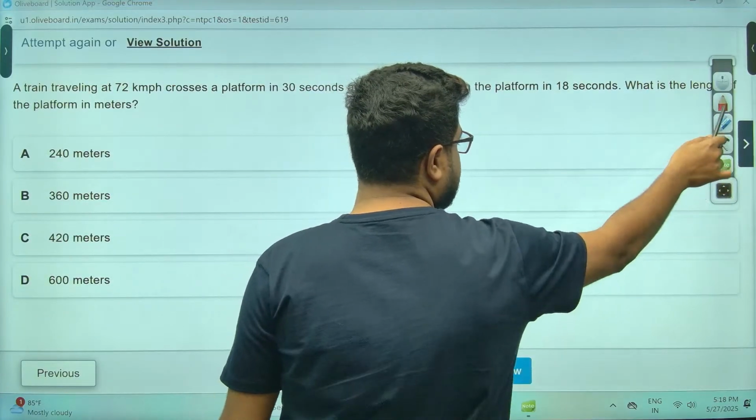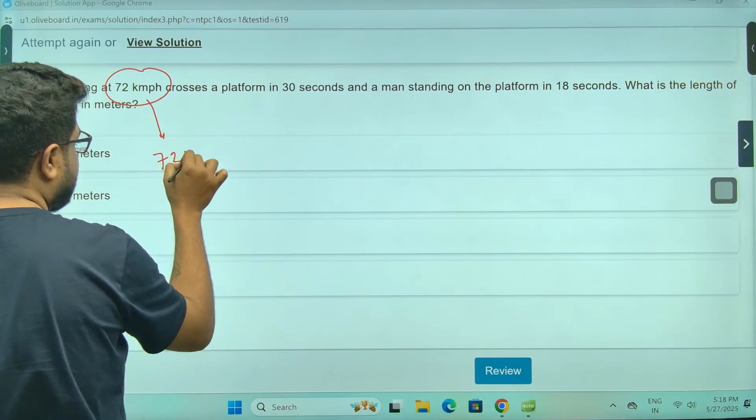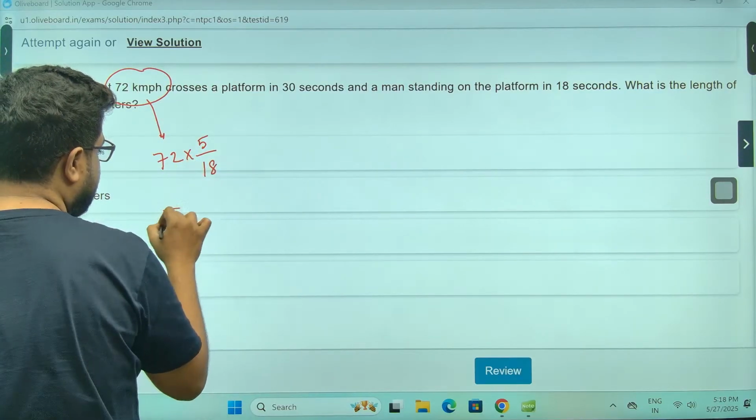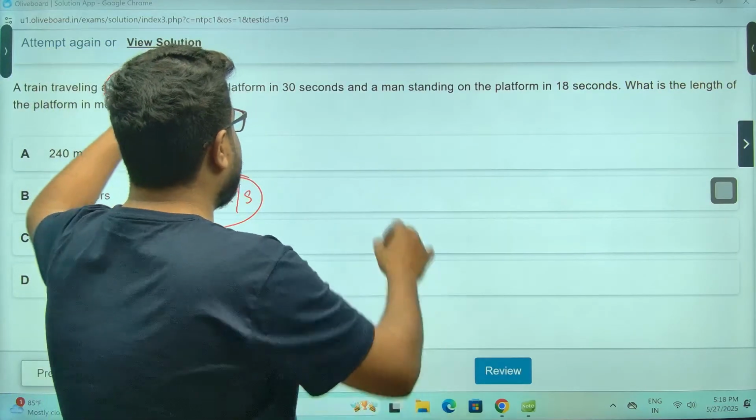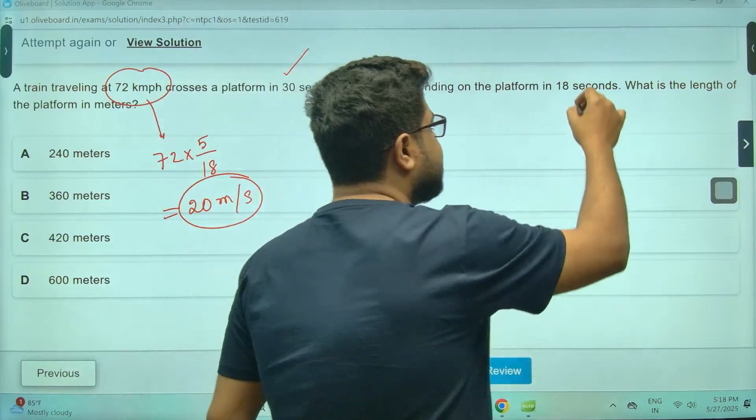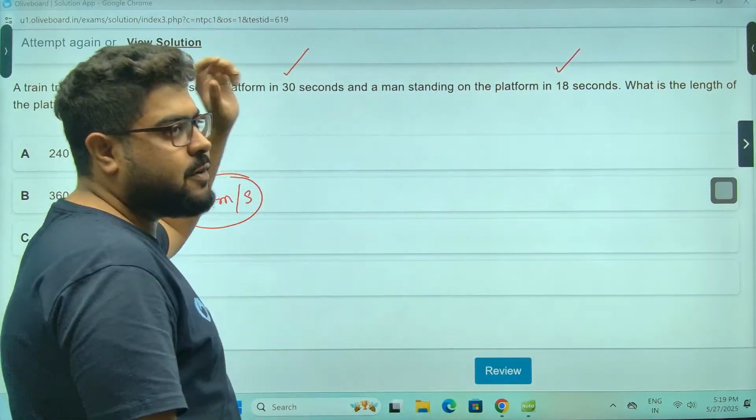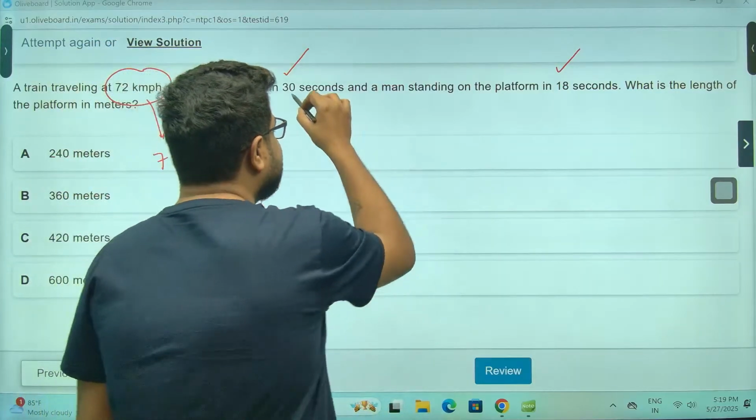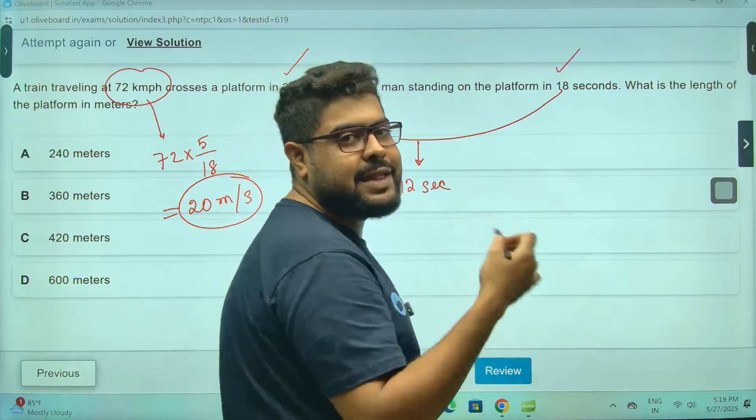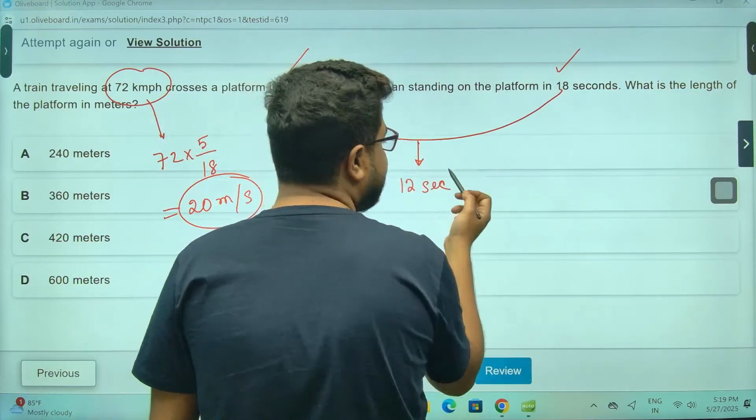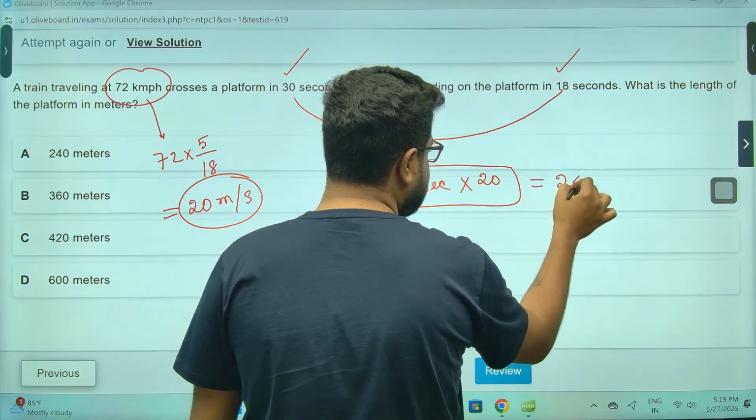Sir, how to think about these questions? Method of difference. Sir, first of all, speed will be 72 into 5 by 18, so that is 20 meters per second. Platform crossing in 30 seconds, man standing crossing in 18 seconds. Meaning own length in 18 seconds, own length plus platform length in 30 seconds. Can I say that in this difference of 12 seconds, it crosses the length of the platform. So the length of the platform is speed into time, sir. 240 meters is the answer.